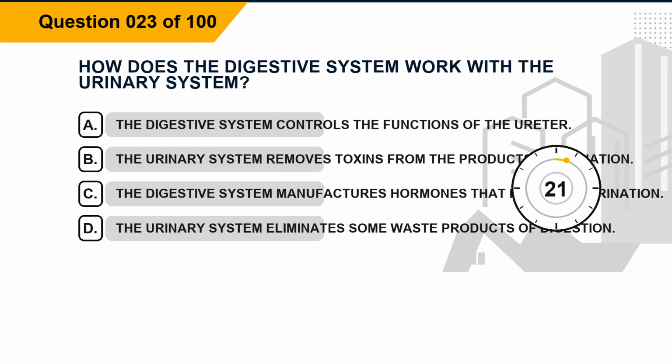Question 23. How does the digestive system work with the urinary system? Option A, the digestive system controls the functions of the ureter. Option B, the urinary system removes toxins from the products of urination. Option C, the digestive system manufactures hormones that influence urination. Option D, the urinary system eliminates some waste products of digestion.